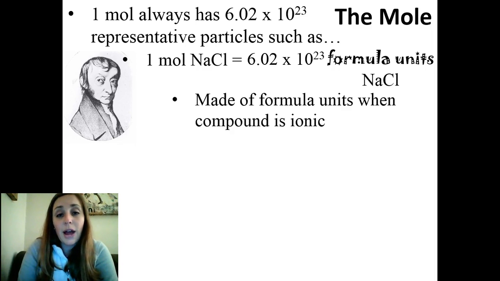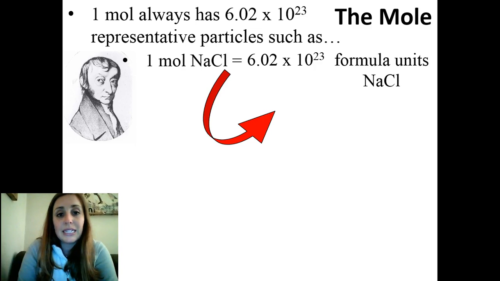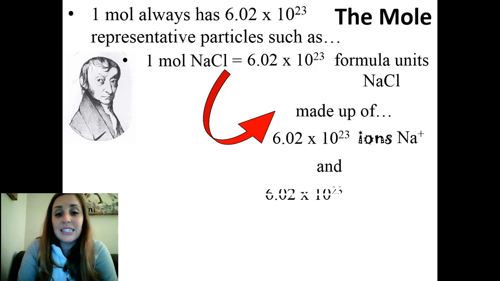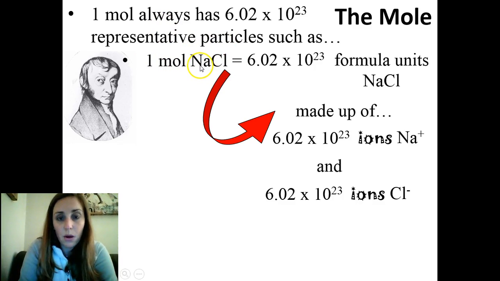Now, sodium chloride actually breaks up itself into 6.02 times 10 to the 23rd ions of sodium and 6.02 times 10 to the 23rd ions of chlorine. Now, how did I get that? If I have 1 mole of this whole thing, within that, I've got 1 mole of sodium and 1 mole of chlorine because my subscripts here are technically 1. If I had different subscripts, I'd have more than 1 mole.